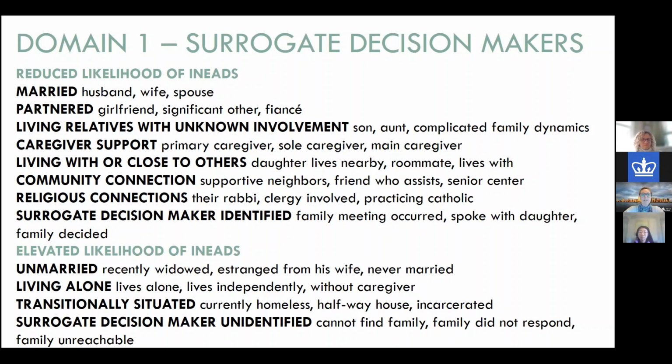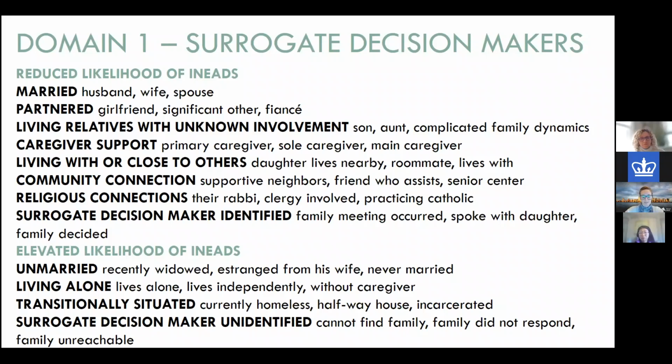Caregiver support, living with or close to others, community connection. This one I'll just note is about having neighbors or friends or belonging to senior centers. Sometimes those things come up in the notes. Religious connection. So again, some evidence that maybe they have a clergy member or they attend some kind of congregation. And surrogate decision maker identified. So here is where we were able to find not only that a family member or friend exists, but that we could find evidence that a team member actually was able to contact them or spoke to them or involve them in a decision.